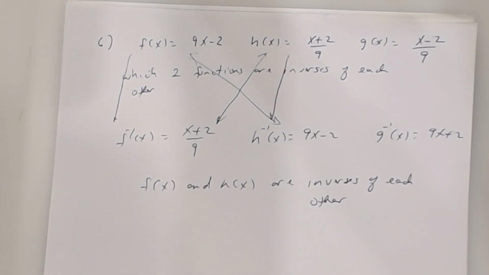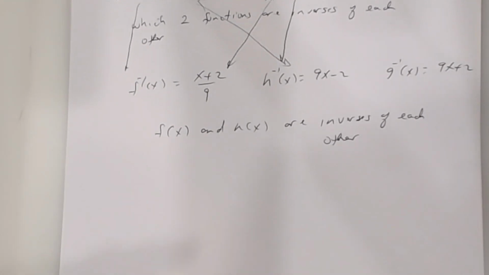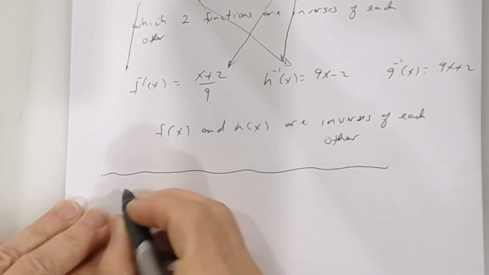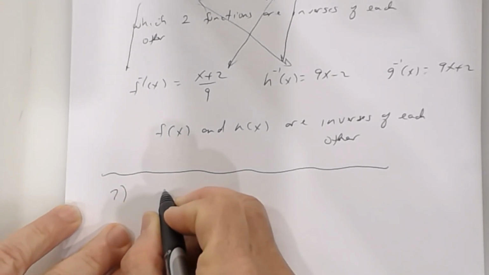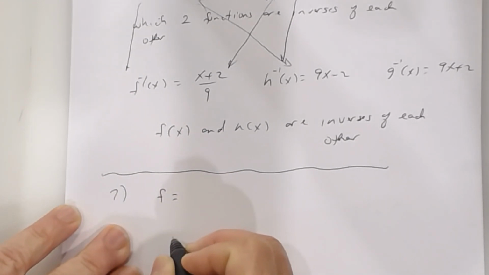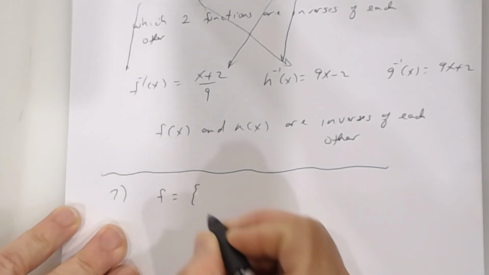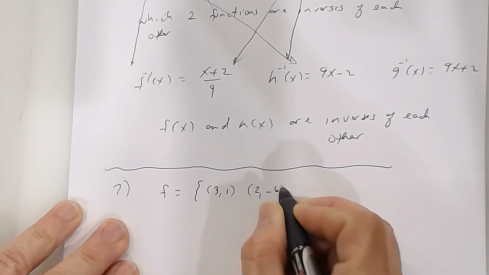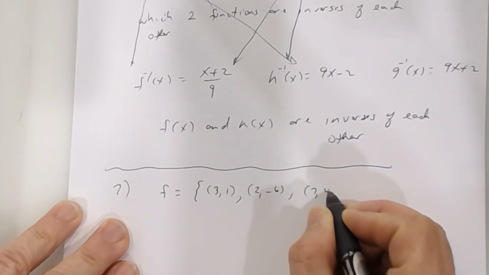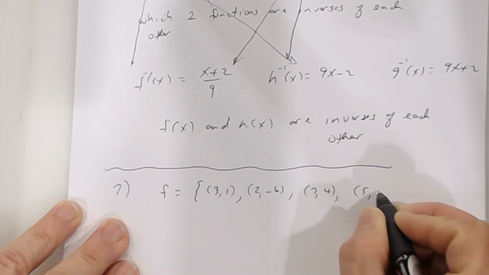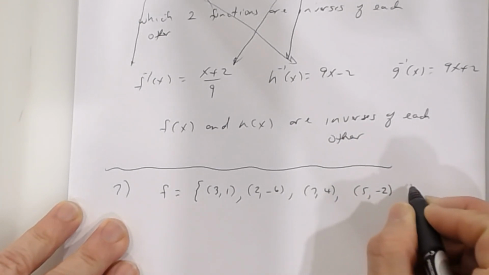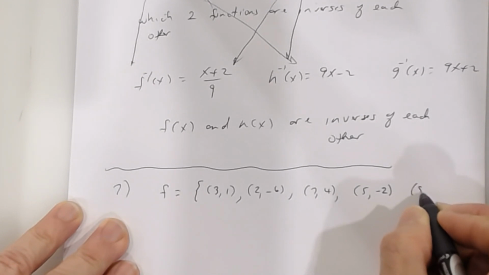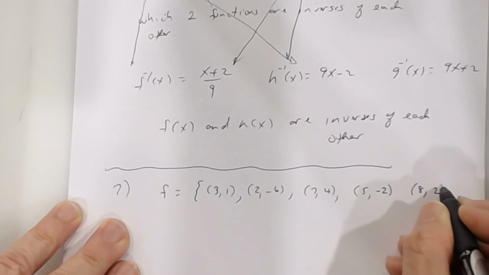Okay, so I think that takes care of that. Oh no, one other thing before I can give you those worksheets. All right, let's look at this one, number 7. You're told F equals the set of ordered pairs: (3, 1), (2, -6), (7, 4), (5, -2), (8, 2).